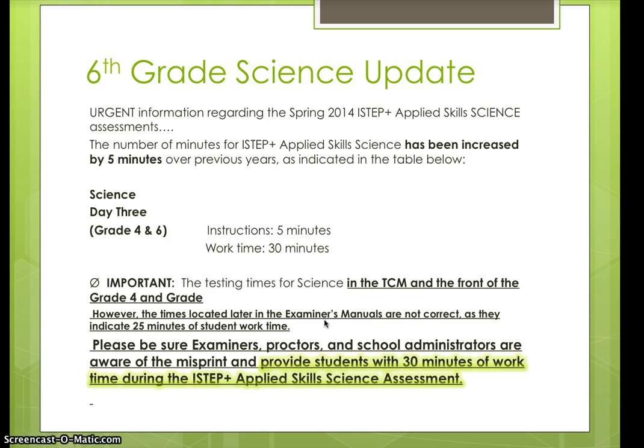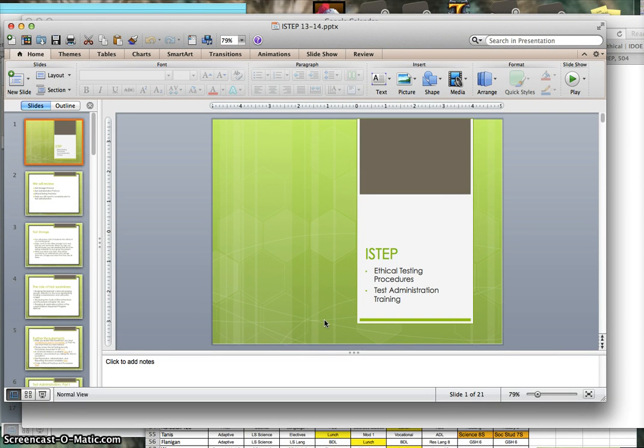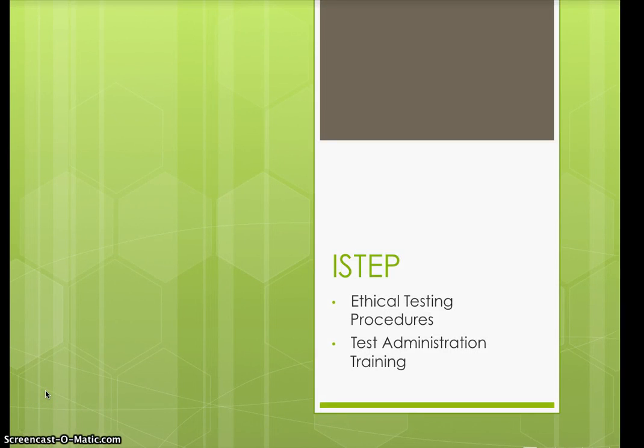The testing time for science in the TCM and the front of grade 4 and grade 6 is correct. However, the times located in the examiner's manual are not correct, as they indicated 25 minutes of student work time. Please be sure that you provide students with 30 minutes of work time during the ISTEP Applied Skills Science Assessment. So it'll be a 35-minute session for the 6th grade Applied Skills Science, 5 minutes for instruction and 30 minutes for work time. And that is all I currently have.